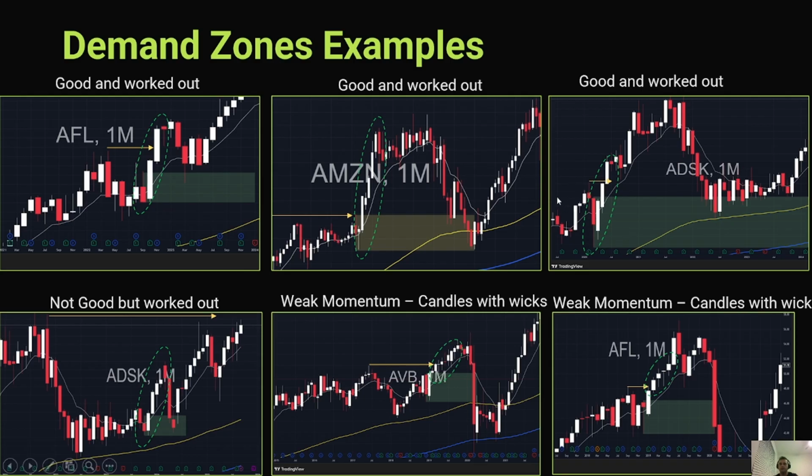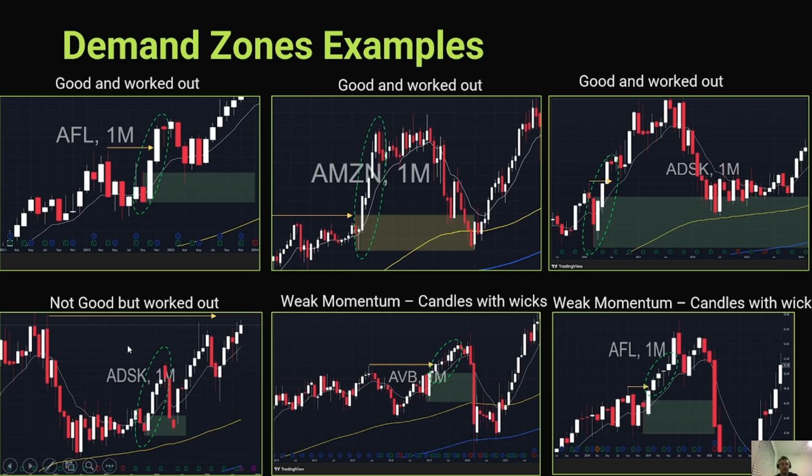The third example here shows another strong move. We can see that this specific bullish move actually took a previous high, which is marked over here by the yellow arrow, and then the zone was defined by the last bearish candle. We can also see how the price came back to the zone and then bounced off.